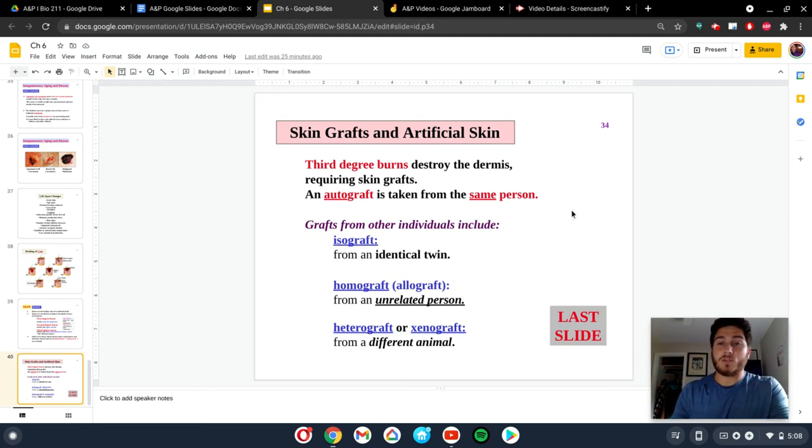is going to be the isograft. An isograft means you're getting it from someone who is iso, the same. This will be an identical twin or a sibling. Identical twin is the best choice. A homograft is homo, the same, a person, another human. And then lastly, a heterograft or a xenograft is when you get it from something different, a different animal. So this could be a pig or a cow or another species.